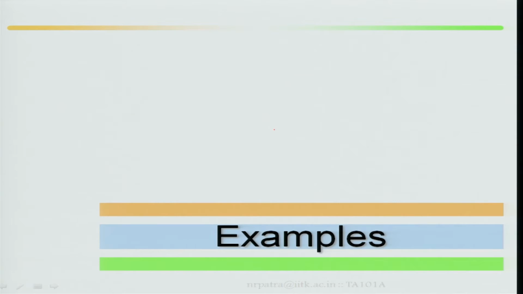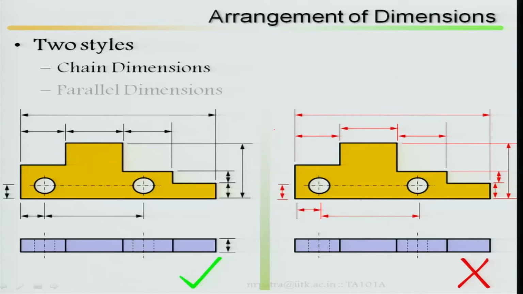Now let us start with a few examples, two or three examples. Of the two styles, first we talk about chain dimensions, the arrangement of dimensions. This is the same view I am putting here. Look at the left hand side and right hand side. Once you start with chain dimensioning, if it starts here, it will continue in the same line. If you look here, I am putting this dimension at the top and this one at the bottom. Here top, bottom, bottom, top, there is no alignment, hence this dimensioning is wrong. This way of dimensioning the view is wrong.